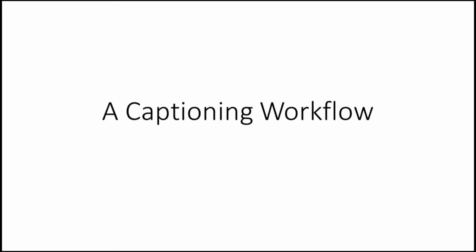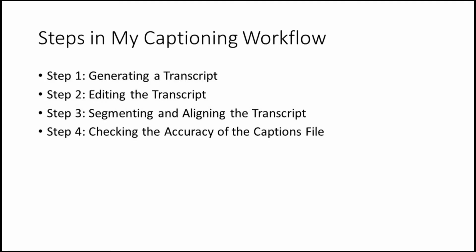This captioning workflow consists of 4 steps. Step 1. Generating a raw transcript using YouTube's automatic speech recognition technology. Step 2. Editing the raw transcript in Transcribe, a free text editor you can use in your web browser. Step 3. Segmenting and aligning the edited transcript with the audio by use of a script that uses Perl and Aeneas, a Python-based forced alignment tool. Step 4. Checking the accuracy of the timestamps in the resulting captions file.